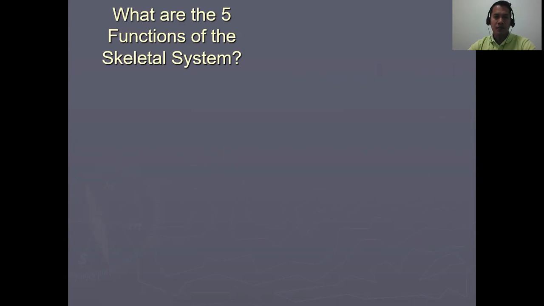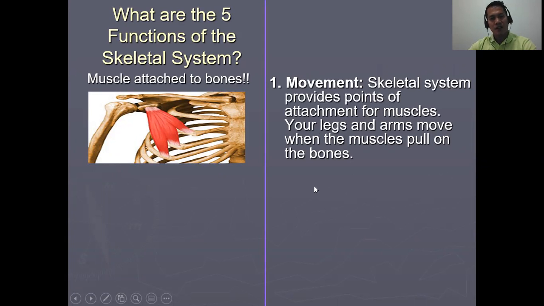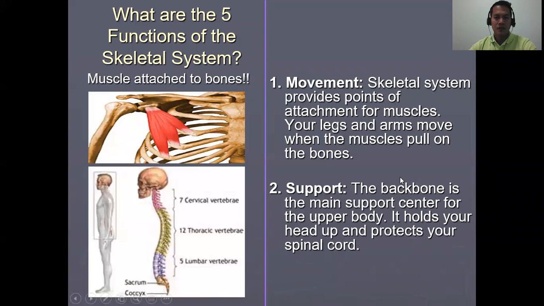First, we will know about the function of the skeletal system. So first, actually, the skeletal system helps for movement. So without the bones, you cannot be able to move. Secondly, it supports our body. So for this example, now here we'll see the spinal column. And this spinal column supports our back.